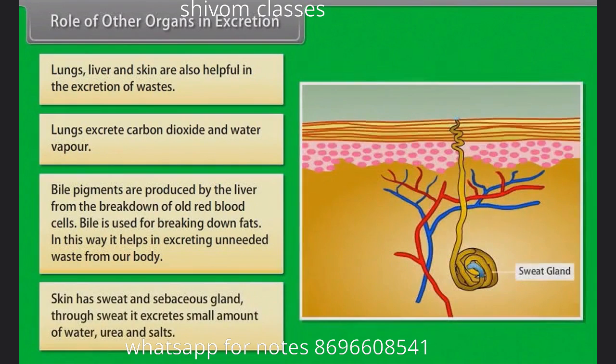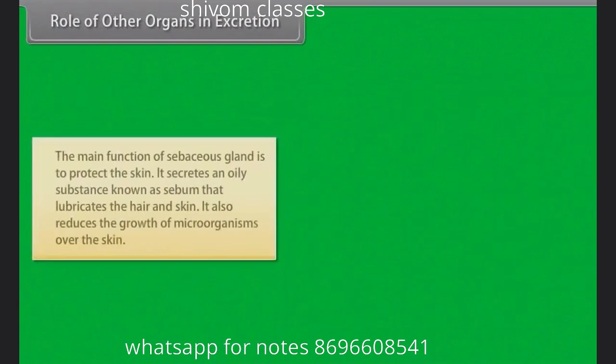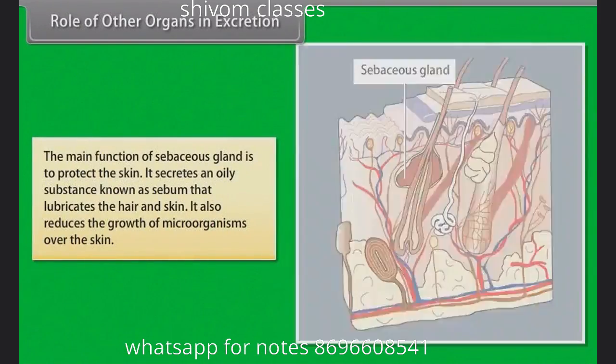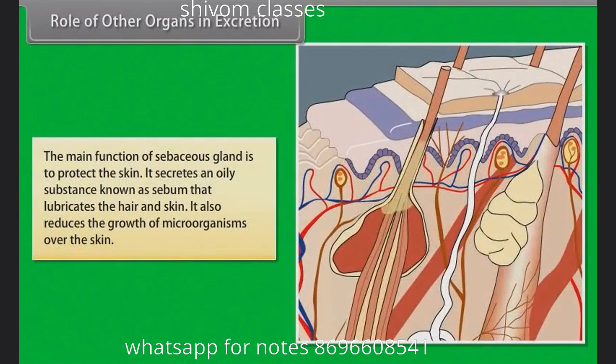Skin has sweat and sebaceous gland. Through sweat, it excretes small amount of water, urea and salts. The main function of sebaceous gland is to protect the skin. It secretes an oily substance known as sebum and lubricates the hair and skin. It also reduces the growth of microorganisms over the skin.